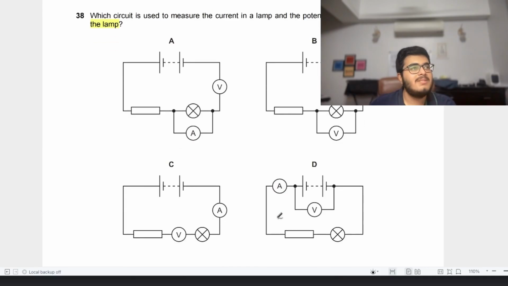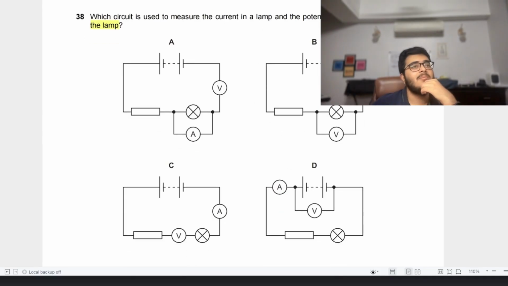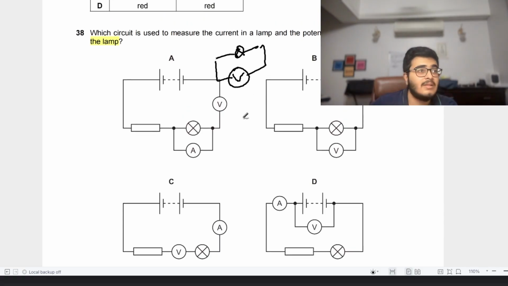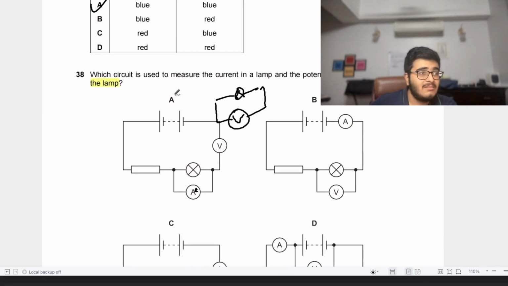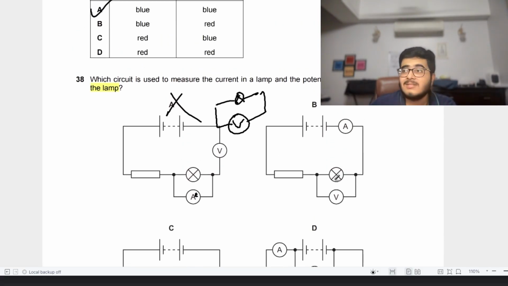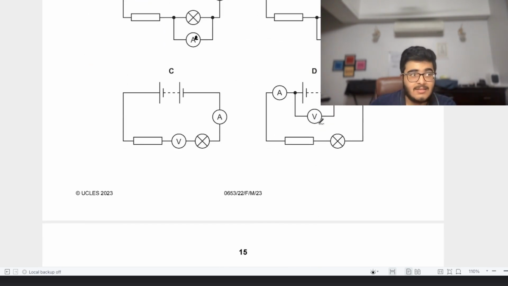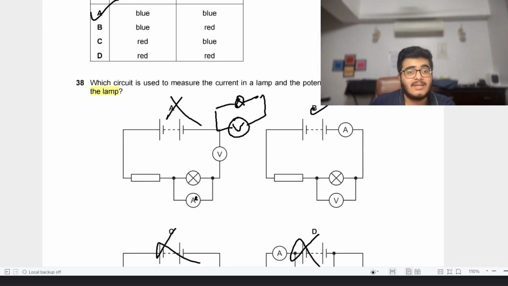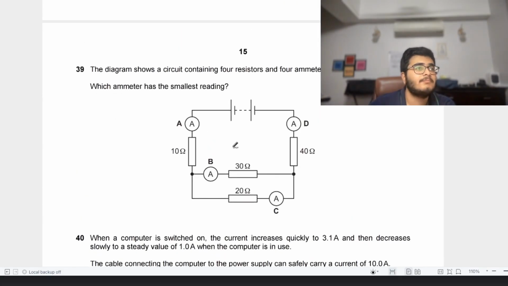Question 38. Which circuit is used to measure the current in the lamp? The main point here is which circuit shows potential difference across the lamp. So across the lamp, we need to show potential difference. What is that? Voltage. Across the lamp, ammeter? No. Across the lamp, voltage, yes. Series, series. So across means parallel. So the correct answer is B part here.